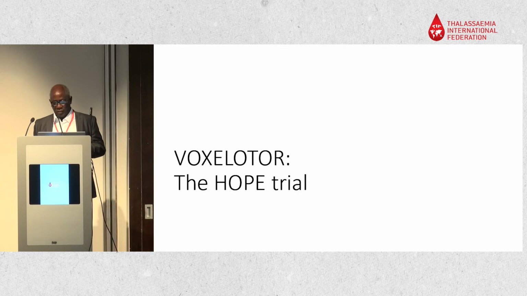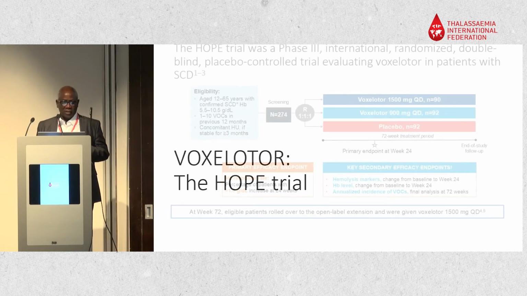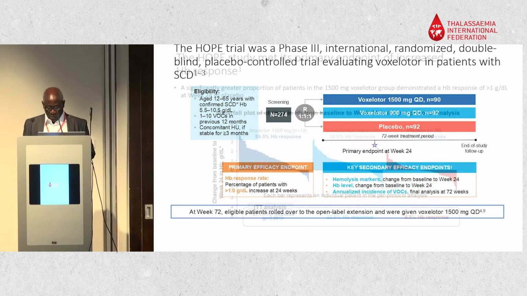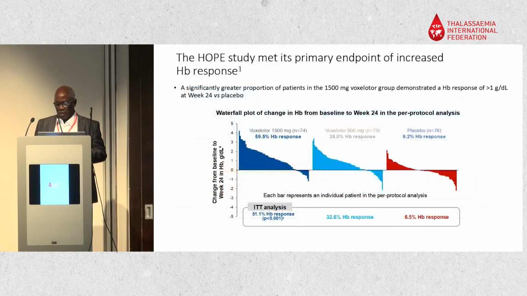Voxelotor is a small molecule that binds and keeps the oxygen within the red cell. By doing that, it reduces the hemolysis and therefore increases the amount of hemoglobin. The trial looked at different doses in adults, but subsequently looked at children. Under license, the trial was initially for age 12 and above, but was subsequently reduced to age 4 in the US.